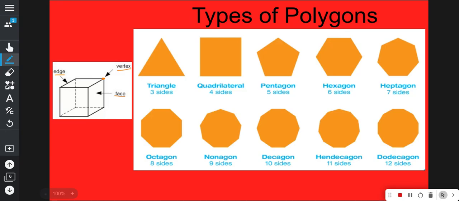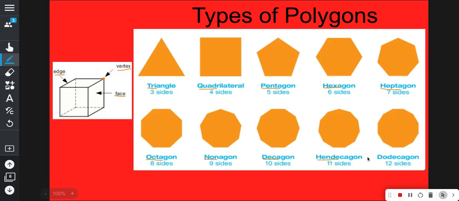The first one we have is a triangle. Triangles have 3 sides. The word tri means 3. Quadrilateral means 4. Penta means 5. Hexa means 6. Hepta, 7. Octa is 8. Nona is 9. Deca is 10.